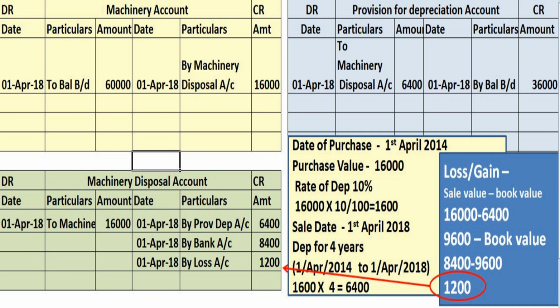So on the credit side of the machinery disposal account, the date is 1st April 2018 and we write "By loss account" in the particulars column, and the loss amount is 1,200. If we get a profit, we will record it on the debit side.